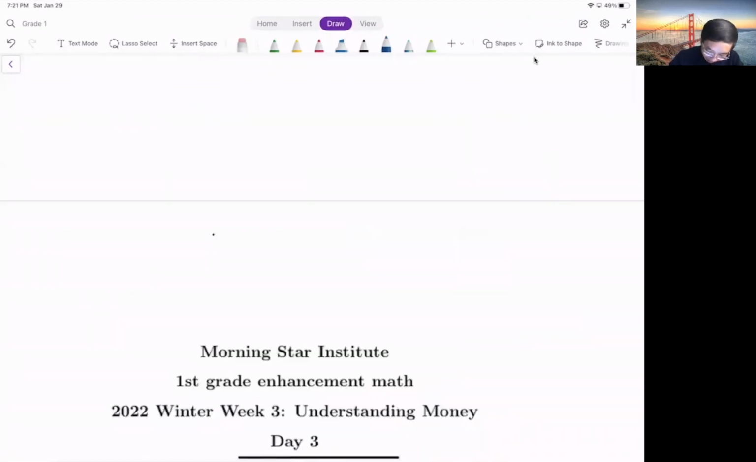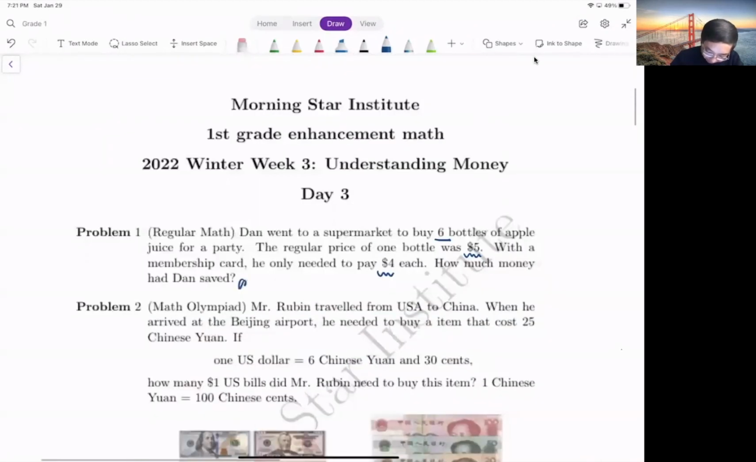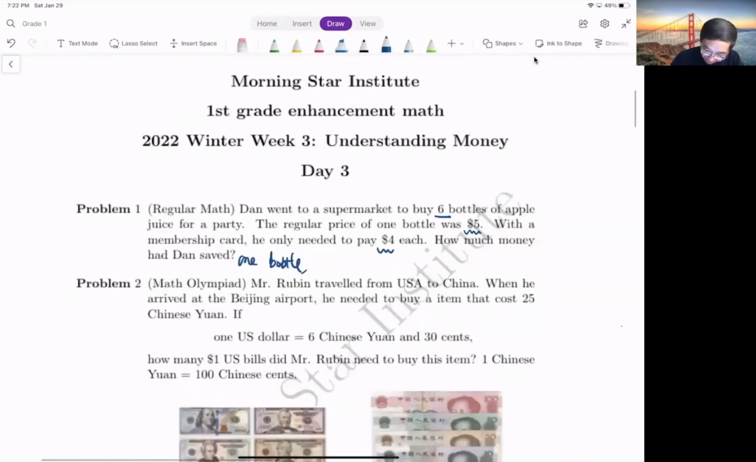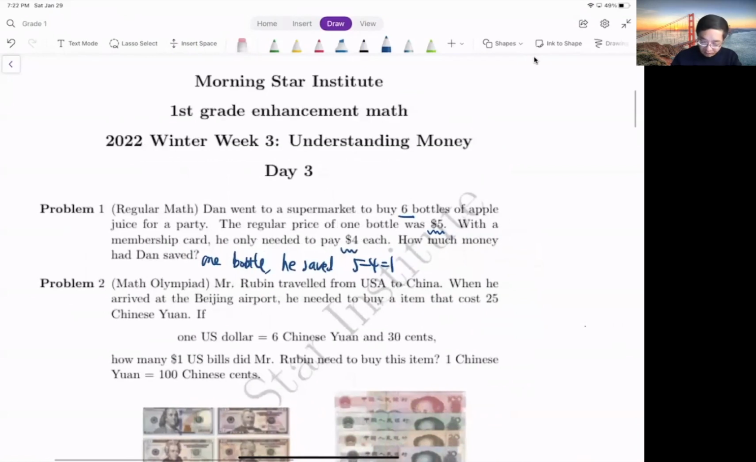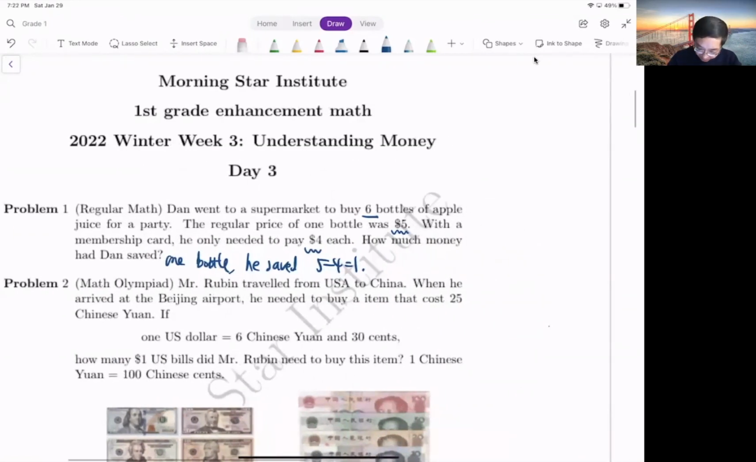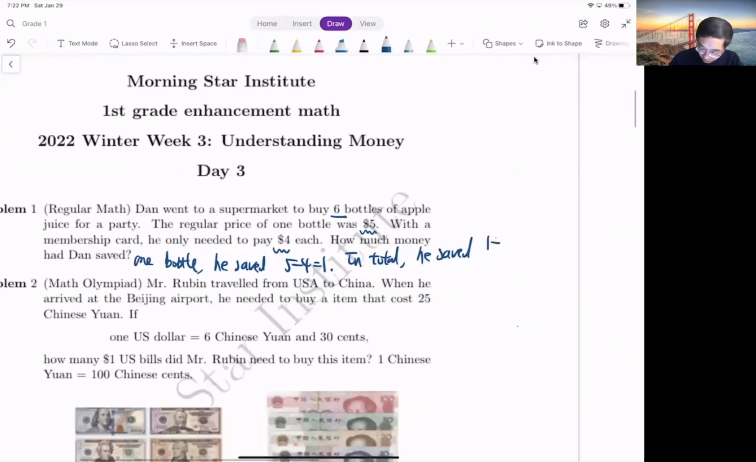Now, obviously for 1 bottle, he saved 5 minus 4, which is $1. So $1 for 1 bottle. Then for 6 bottles, you just add six 1s together. In total, he saved 1 plus 1 plus 1 plus 1 plus 1 plus 1, which is $6. Because for each bottle, he saved $1. Then he bought 6 bottles, and in total, he saved $6. Okay.